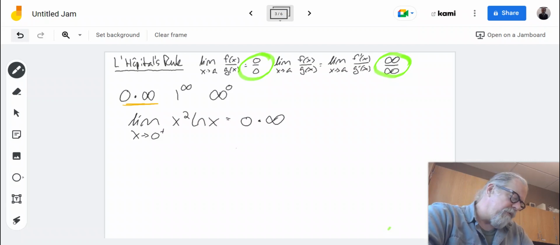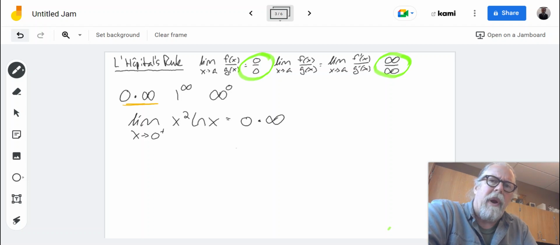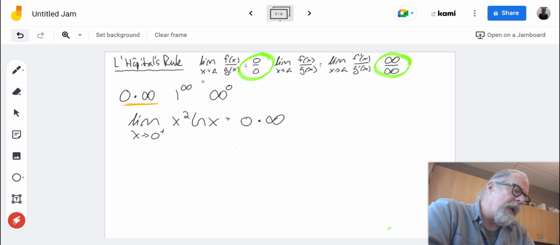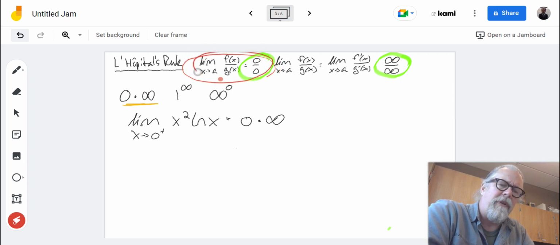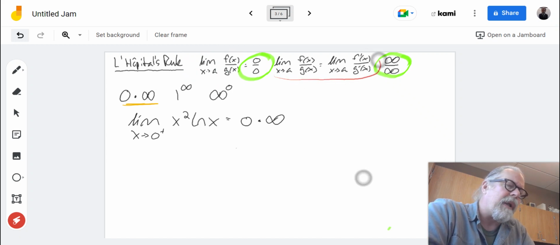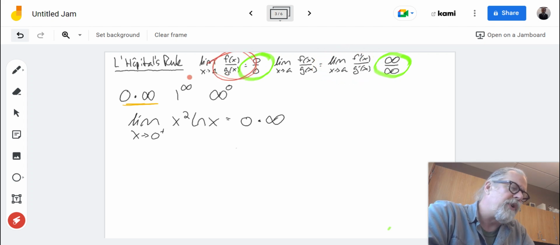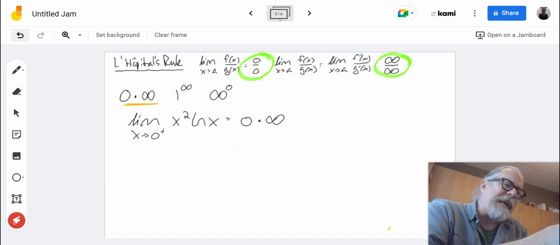Welcome back to the second video of L'Hopital's rule. In the first video, I laid out the basic premise, which was that if you had a limit function that was indeterminate in the form 0 over 0, you could instead calculate that same limit by finding the limit of the ratio of derivatives instead of the ratio of the original functions. And it turns out that that works for infinite over infinite as well.